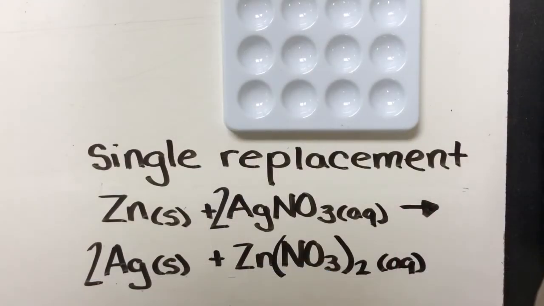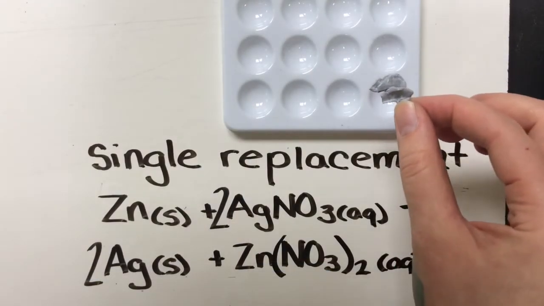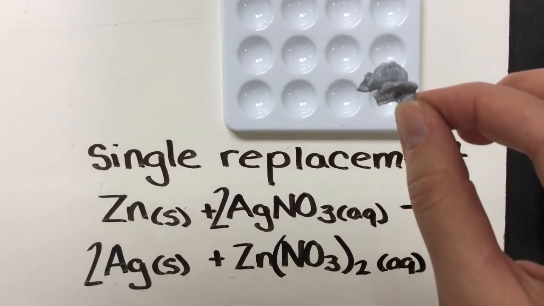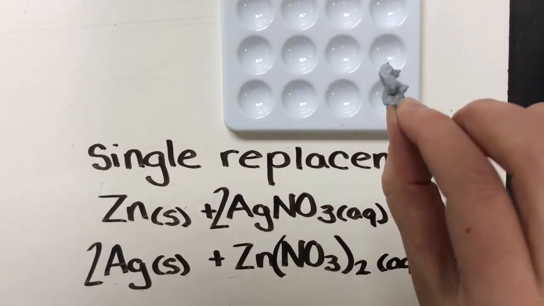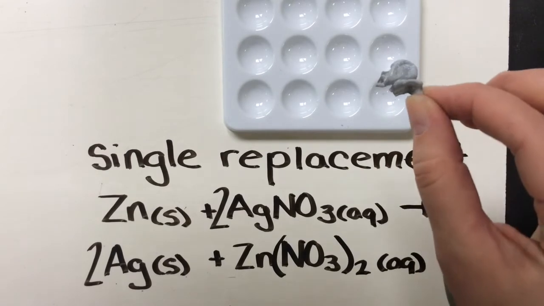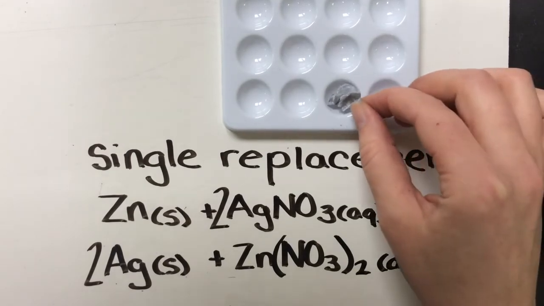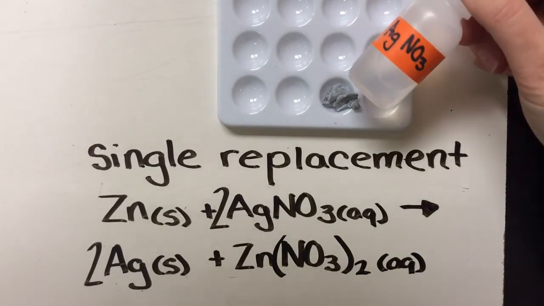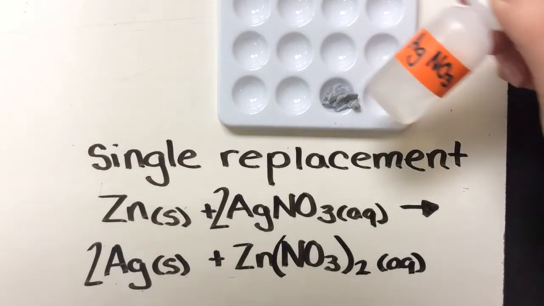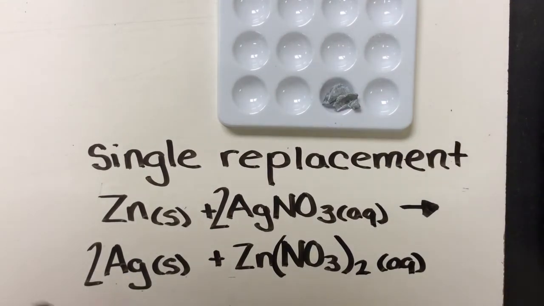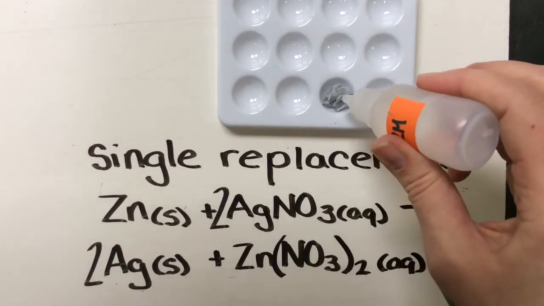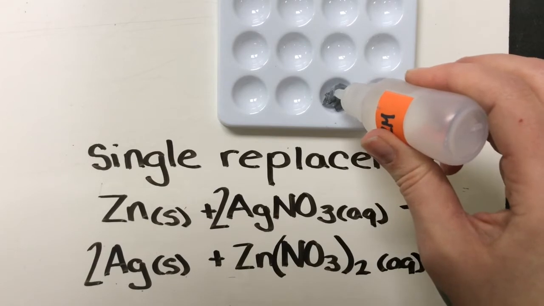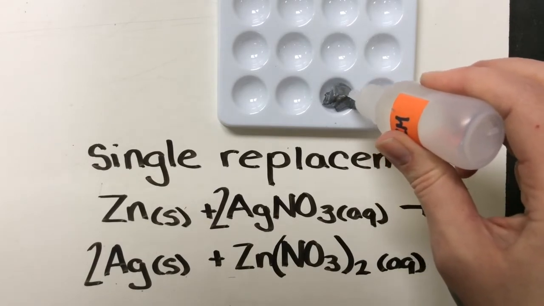The next demo that we're going to witness is an example of a single replacement reaction. In this reaction, we're going to take a piece of zinc metal and put it in a solution of silver nitrate. Please note that zinc is a dull gray metal, and silver nitrate is a clear solution. There are no particles falling off of the zinc metal, and there are no particles actually visible in the silver nitrate.